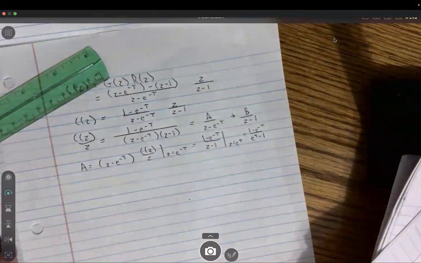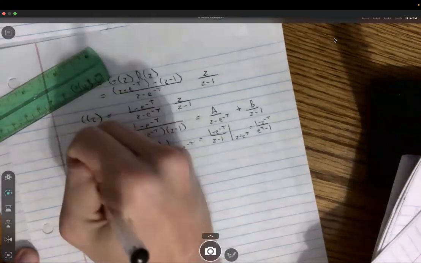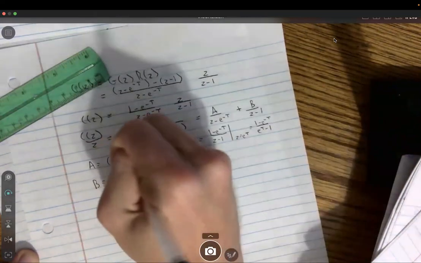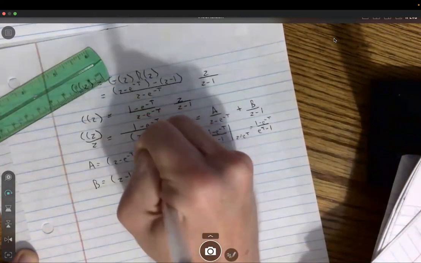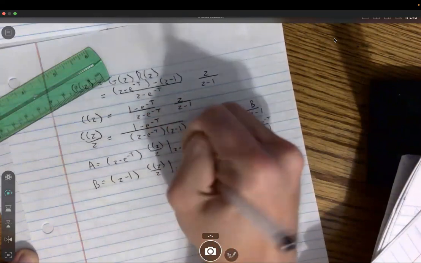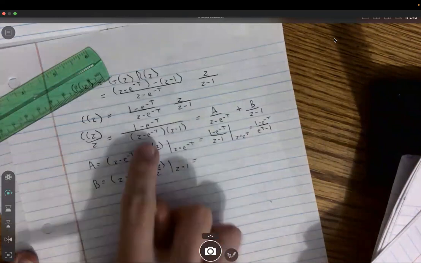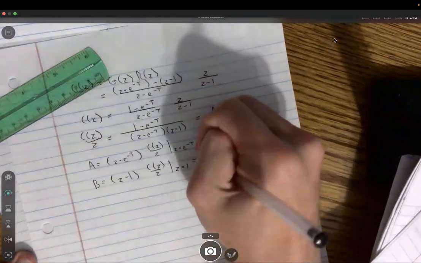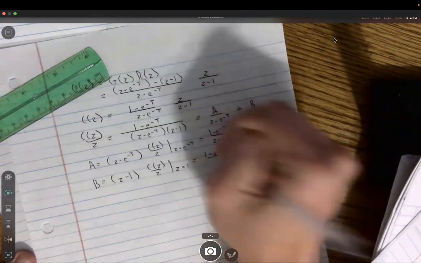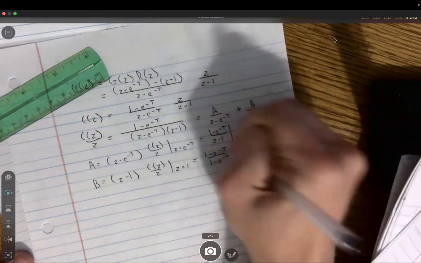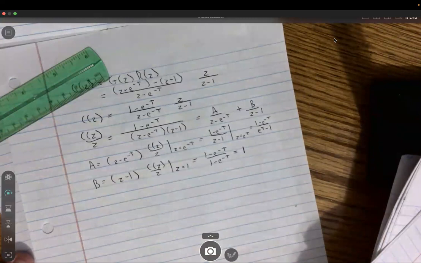Now, for our B term, B is going to equal z minus 1, C of z all over z, and then plugging in for z equal to 1. C of z over z is right here, so multiplying by z minus 1, we're going to get 1 minus e to negative t all over 1 minus e to negative t, which is just equal to 1, correct?